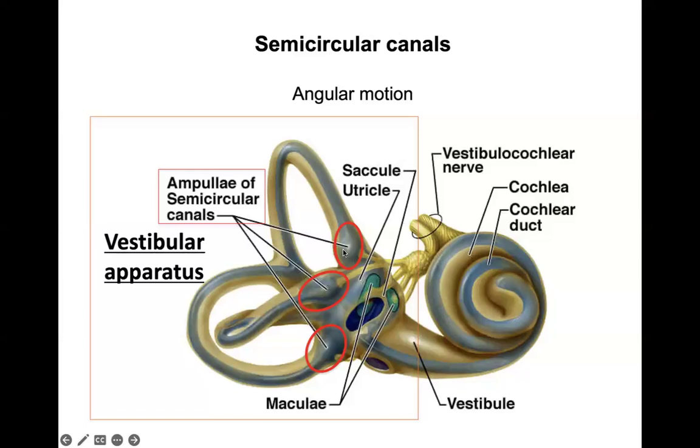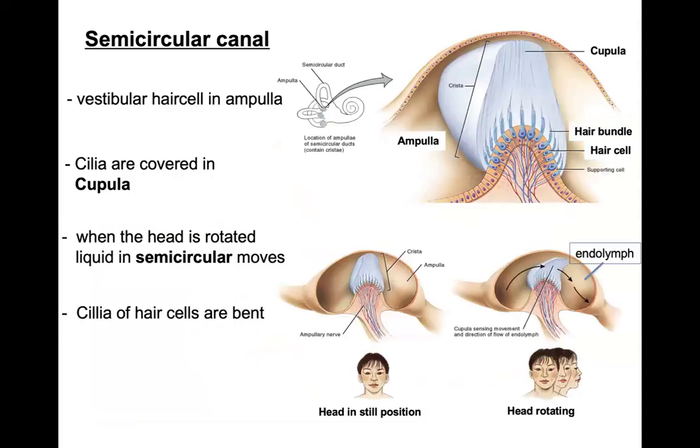At the end of these canals, you can see a little bit of swollen structures right here. This is called the ampulla of the semicircular canals, right? And this is the location where you will find the hair cells. Again, the hair cells are here, but they just play different roles. Now that's the first part, semicircular canal, okay?